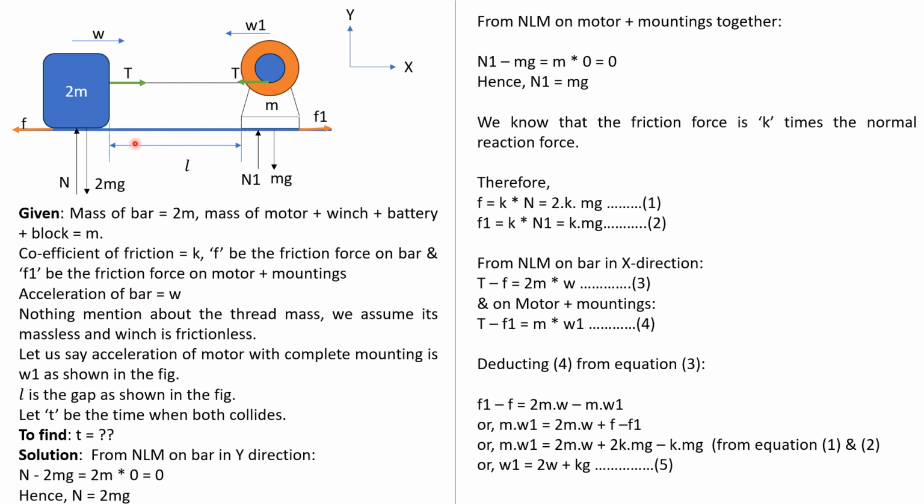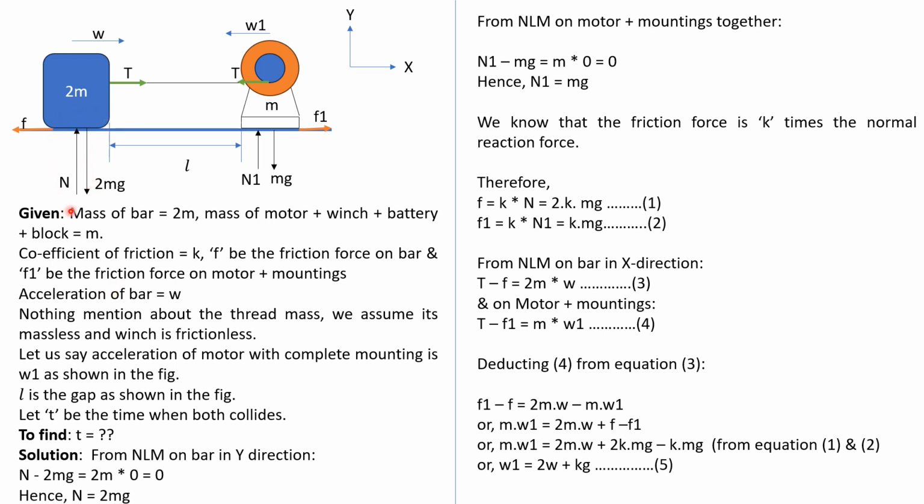So we have to find the time at which the bar and motor will collide with each other. Both the bodies will collide with each other, so we are saying that at time t it is colliding, and t we have to find. So this is the write-up. You can go through what I have written for your convenience.